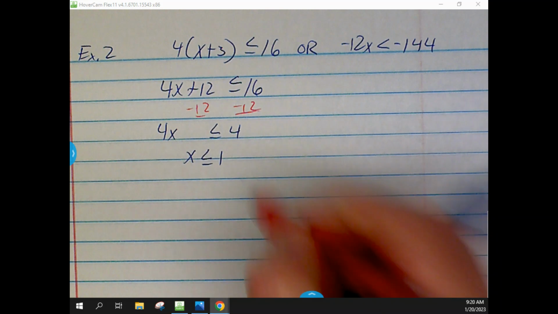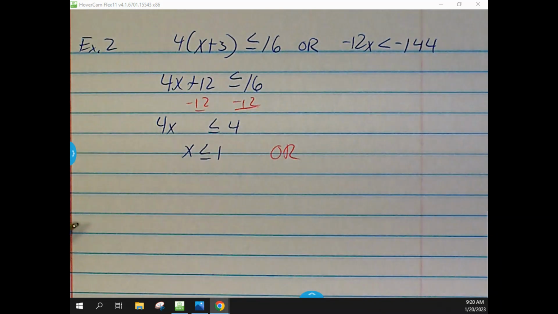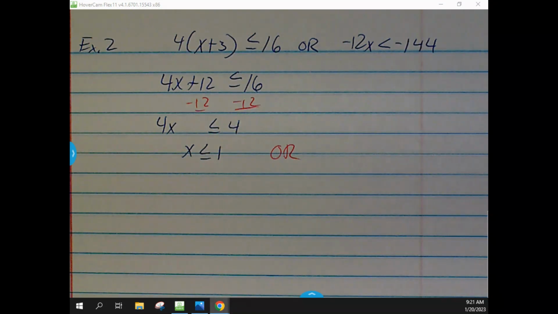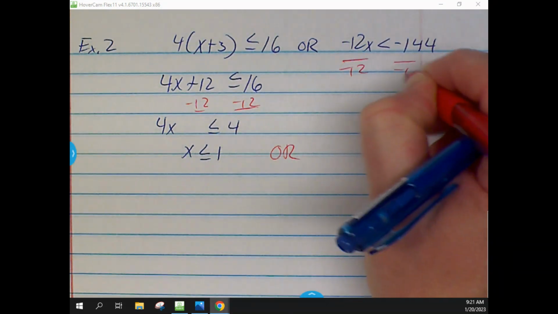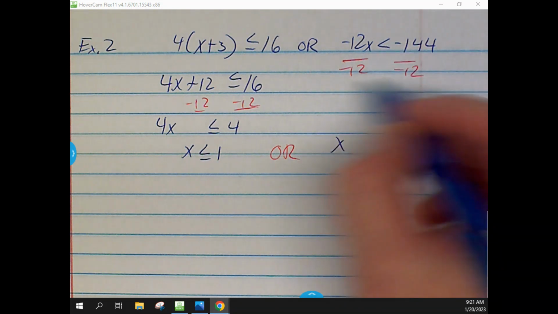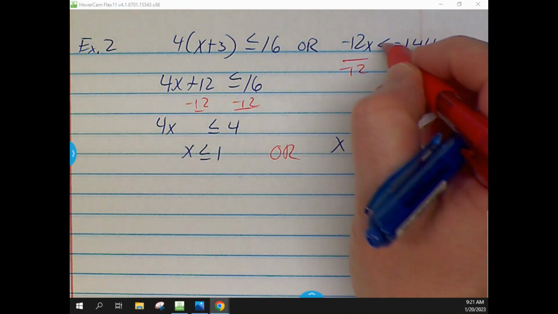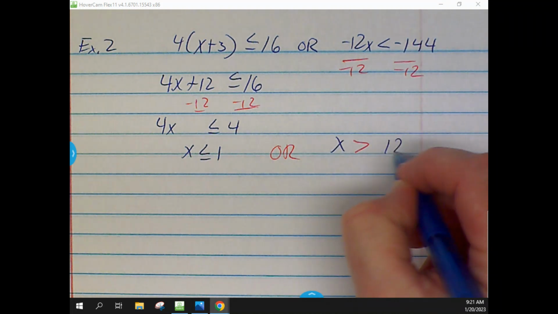All right. And then for the second part, with the or part, we're going to divide both sides by negative 12. So it makes it x. And again, because it's dividing both of them by negative, I'm going to flip that around from being a less than to a greater than 12.